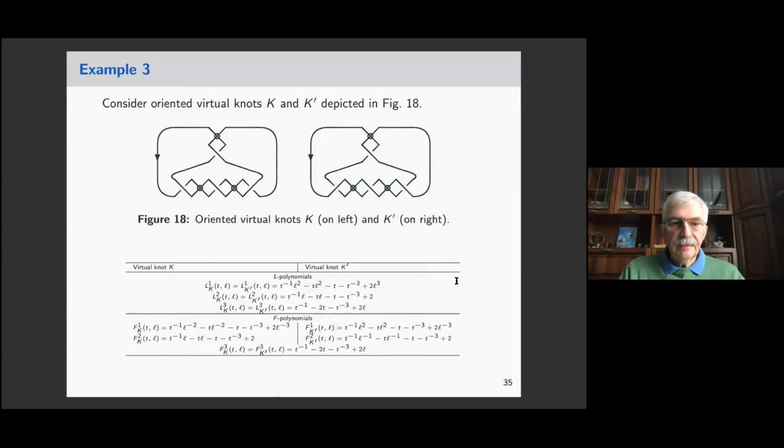Example number three. Let's consider two virtual knots presented by their diagrams in figure 18. We have knot K on the left and K prime on the right. They look similar, but I suppose you can see the difference: we have different crossings in the classical crossing points. The L polynomials are calculated and presented in the table. The L polynomials of these two knots are the same, but from the same table you can see that the F polynomials are different. So these two virtual knots cannot be distinguished by the L polynomial, but can be distinguished by the F polynomial. It means that F polynomials are strongly invariant.